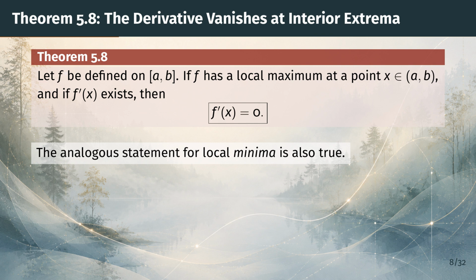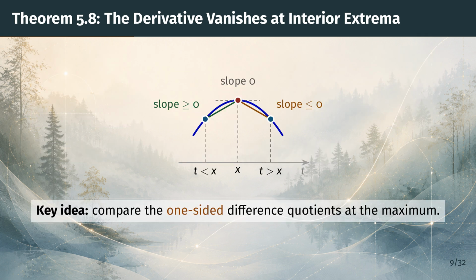Let's see why the theorem is true. The picture reveals the whole proof. The red point at the top is the local maximum at x.